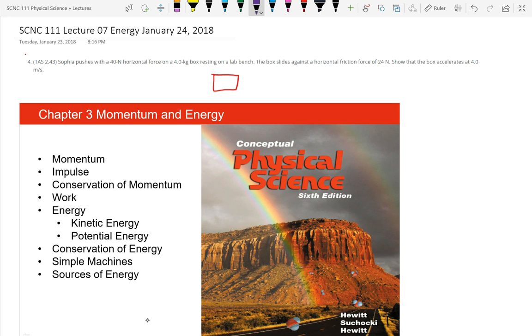How do I know it's the box if I didn't already tell you? Show the box. Yeah. It says show the box accelerates. That's a good clue that the box is probably what I'm looking at. So all the forces acting on the box. Now, what direction is it going to accelerate? Okay, actually, it's going to be in the direction she's pushing. What I was looking for is, if we define horizontal as X and vertical as Y, it's going to accelerate in the X or horizontal direction. So all I really care about is the horizontal forces because those are the only ones affecting the direction it's going to accelerate. So I have the force of Sophia on the box.